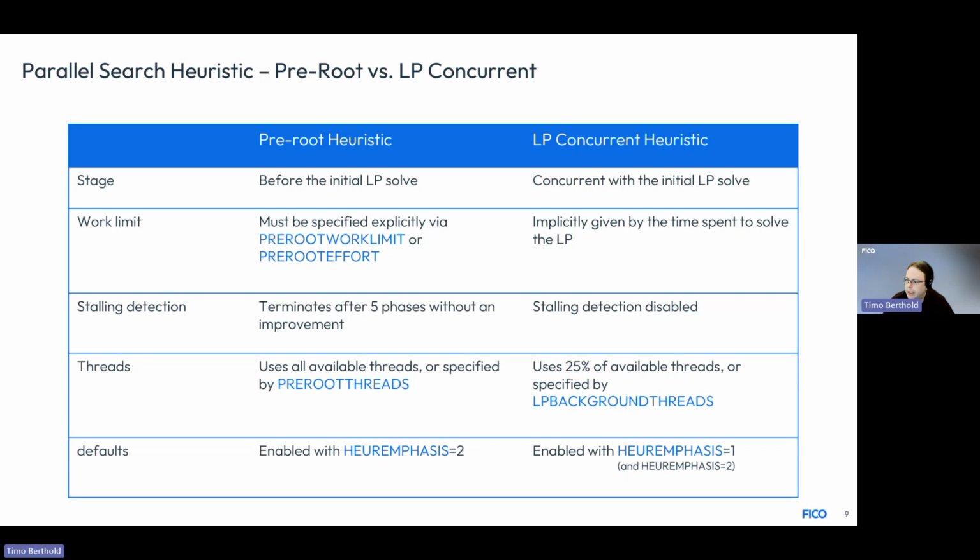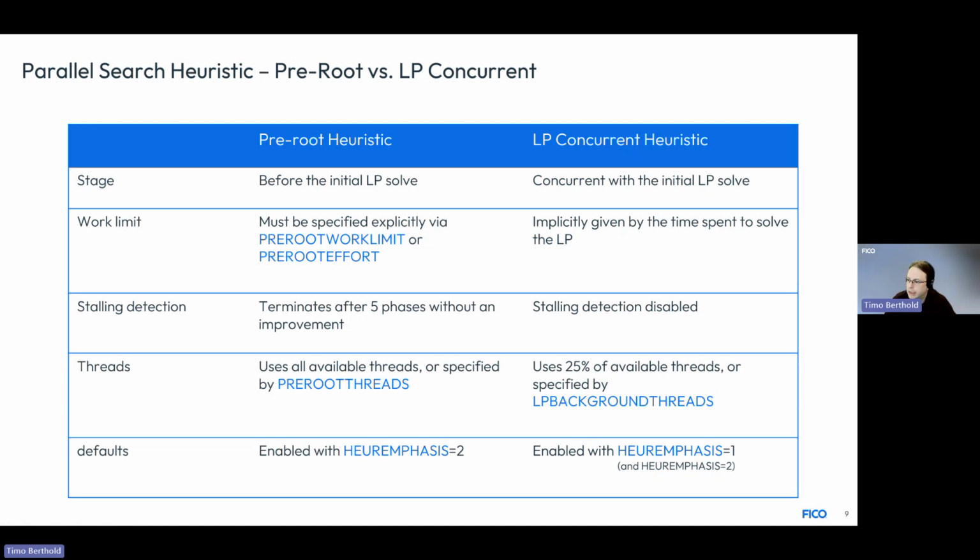We also try to detect whether we are making progress for the pre-root mode. So if we've gone through 5 phases without any improvement, we would also terminate. So you're not guaranteed to hit those limits. The heuristic can bail out prematurely. Okay, then on the other hand, while running concurrently with the LP solve, we just run for however long we have, since it will be terminated automatically anyway.